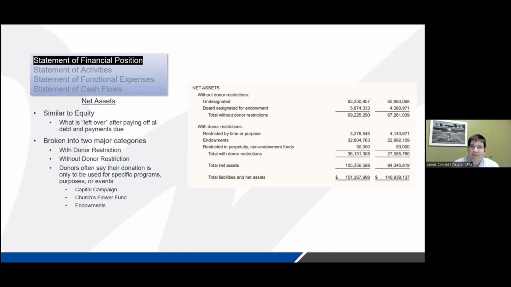So if you have a capital campaign, it's meant to pay for a new building. The one I always go back to with my church background that I've worked with, the church flower fund. If you have altar flowers that are purchased on a regular basis, people want to buy those. That's a with donor restriction donation. And if you've heard of them, think of like Harvard University, which has a very large endowment. It's meant to be held in perpetuity, and we're going to get to that in a little bit, but it's meant for something specific.